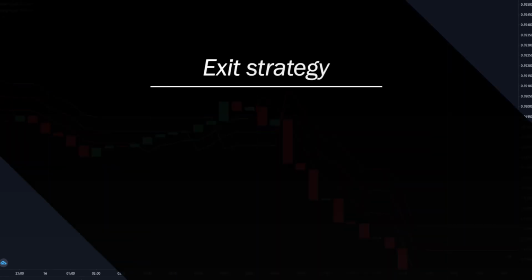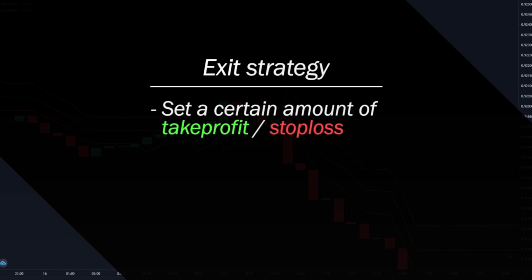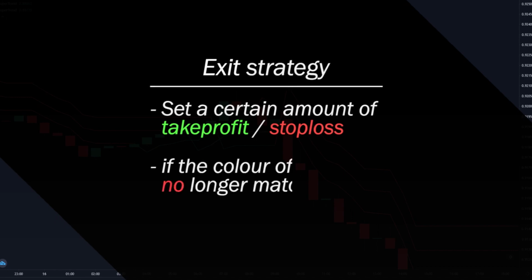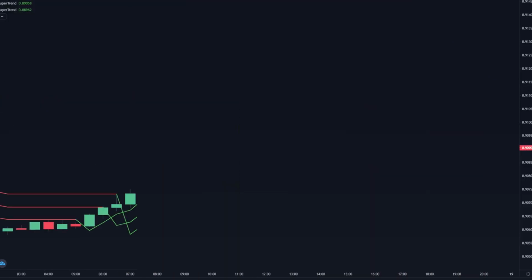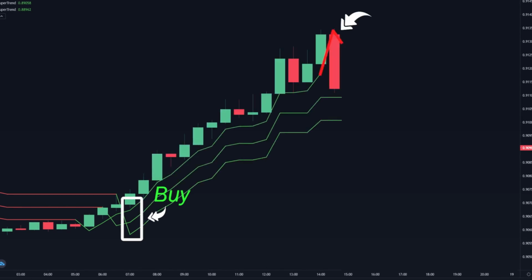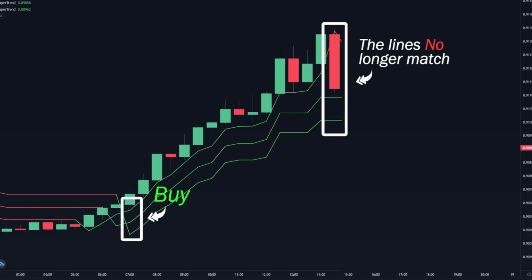And for our exit signal, there's actually a lot of ways you can do this. The first one is to set a take profit or stop loss, so you close your position if your trade reaches a certain amount of profit or loss. Another way is if the color of the lines no longer matches. Like in this example, we can see that the color of the lines are all green, so you take a buy position. Next, you can see that one of the lines switches to a red color. And now that the lines no longer match, this is where you want to close your buy position.